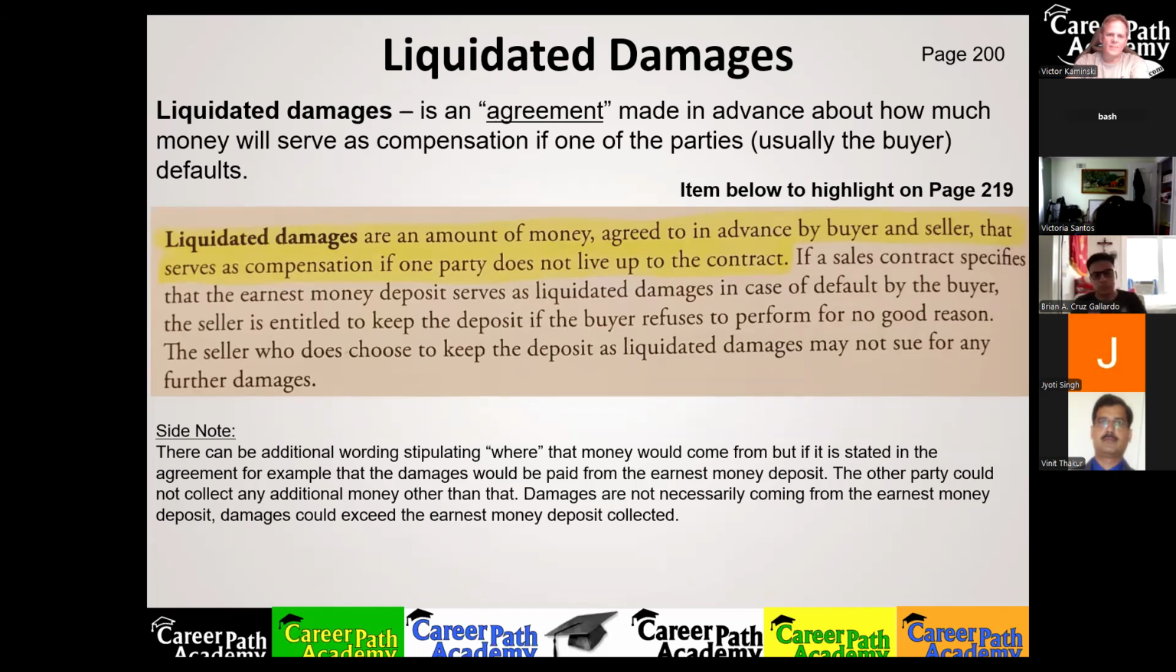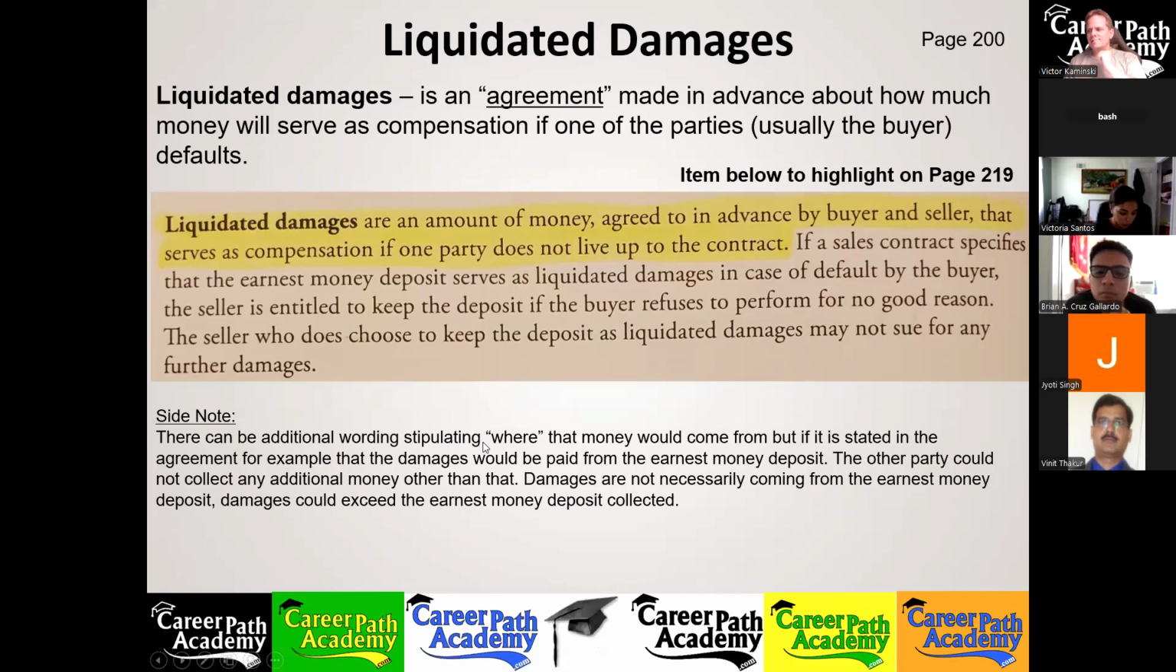Now, it doesn't say where that money's coming from, but if you do write in the liquidated damage agreement that the deposit money is to serve as compensation if one of the parties defaults, usually the buyer, no further compensation can be sought after.